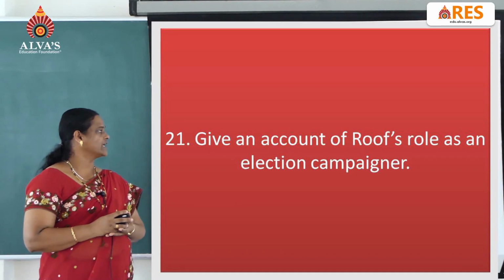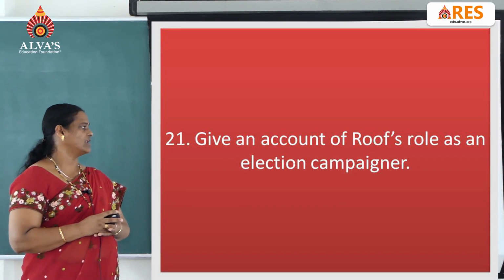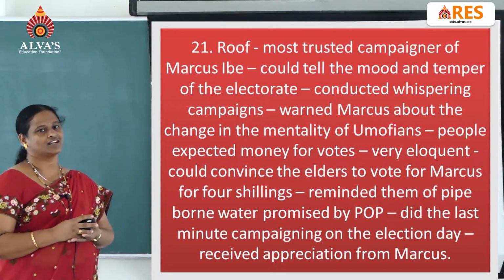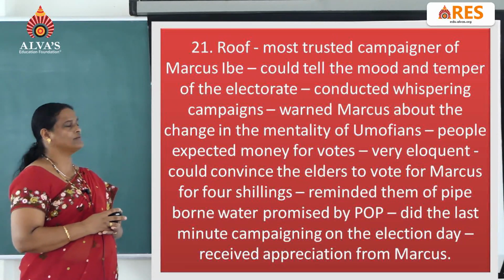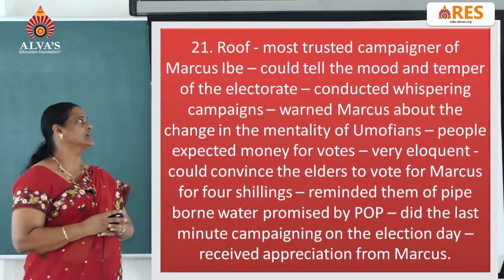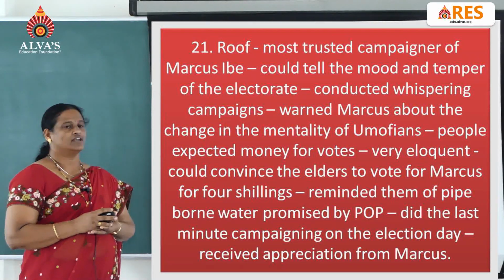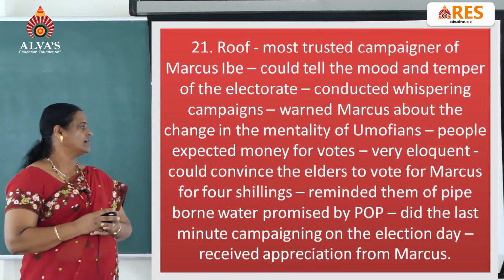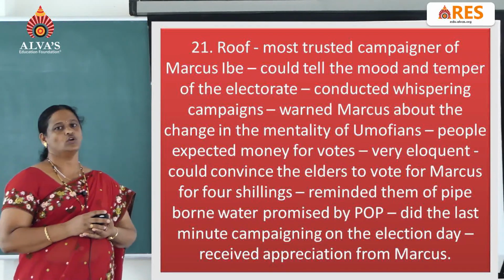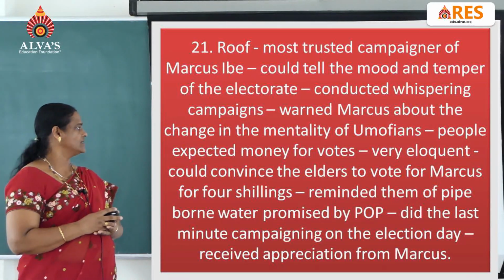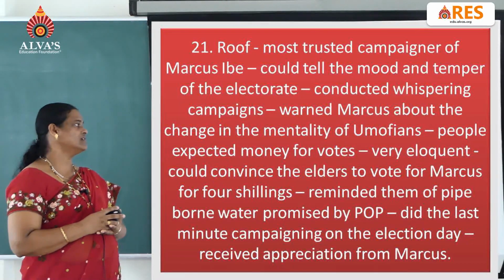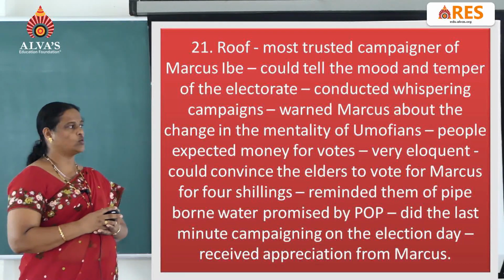Question number 21. Give an account of Roof's role as an election campaigner. Roof was the most trusted election campaigner of Marcasibe. He could tell the mood and temper of the electorate. He conducted whispering campaigns, and he had warned Marcasibe about the change in the mentality of the Umofians. And Roof also told Marcasibe that people expected money for their votes.